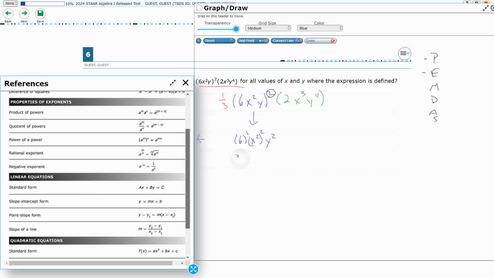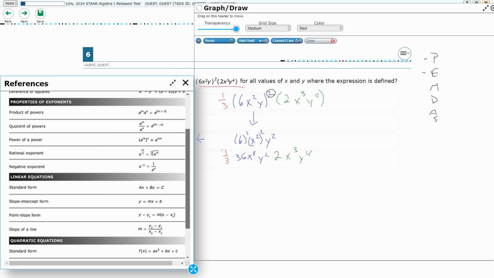So my 6 squared is going to be 36. My x squared squared is the same as x to the 2 times 2 power, right? So that's going to be x to the fourth, right? Because I'm multiplying both of those exponents, and then y to the second. Now I can bring everything else down. We can really drop the parentheses. 2x to the third, y to the fourth. Let's bring down my 1/3.